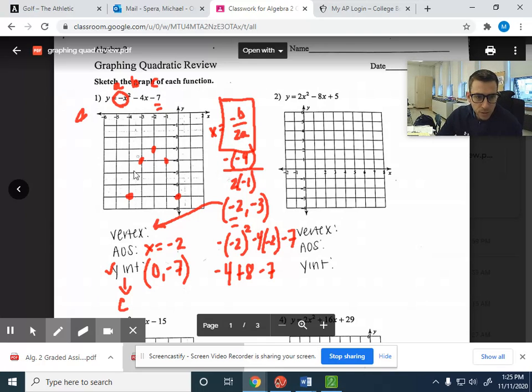Okay, so if you answered that because of symmetry, you answered correctly. Because if this is a point on the other side, because here's this axis of symmetry, parabolas are symmetrical.